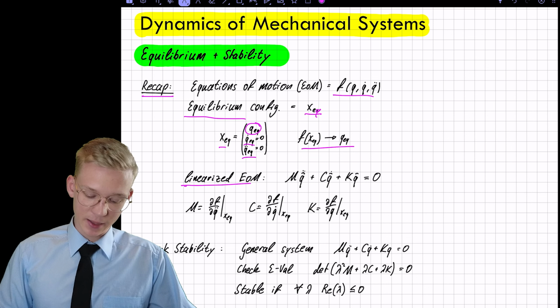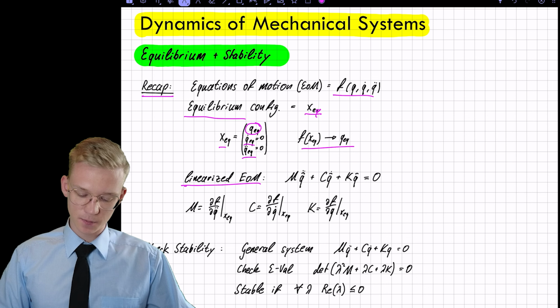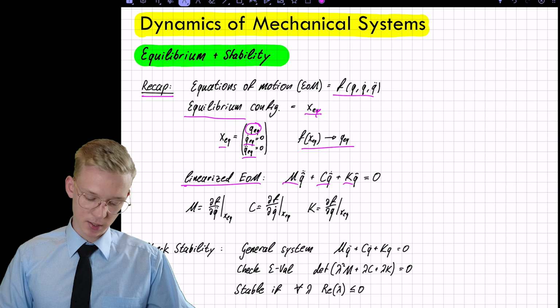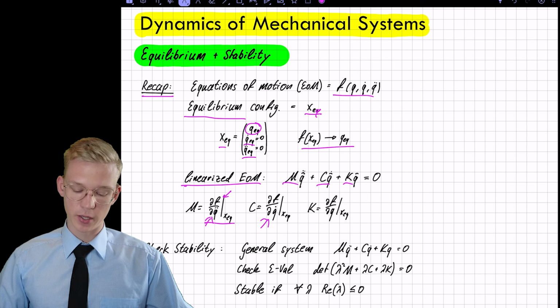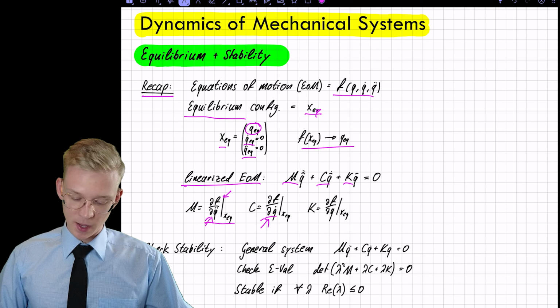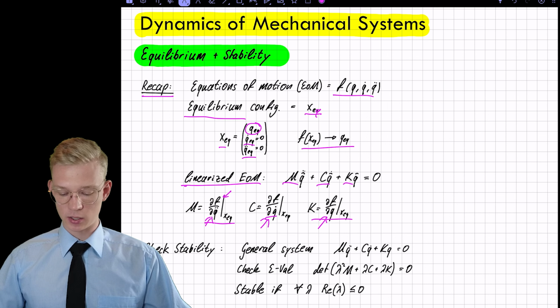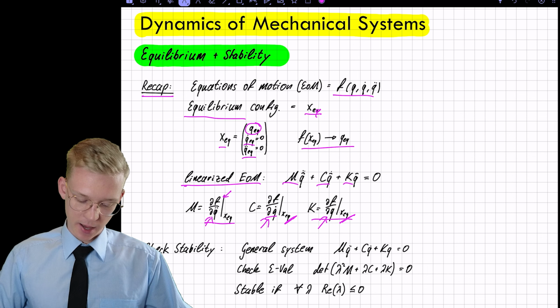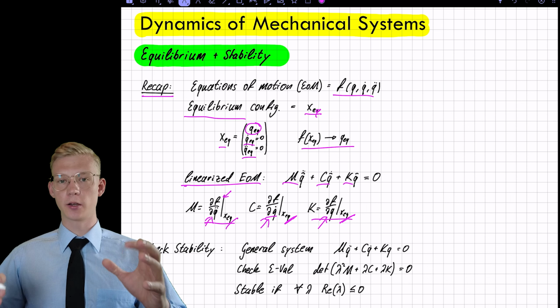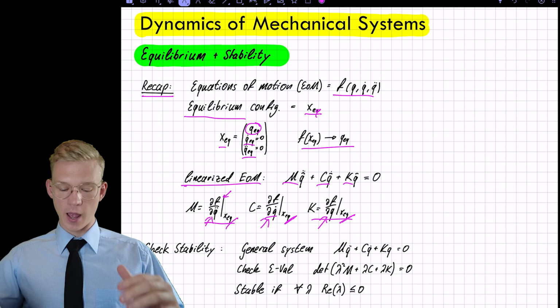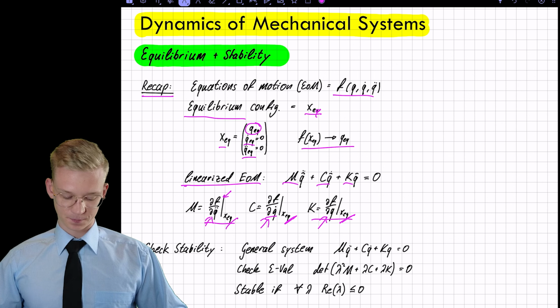Then, of course, we can linearize around an equilibrium position where we get the mass matrix, the damping matrix, and the stiffness matrix. The mass matrix, we got by partially deriving our equations of motion F with respect to Q double dot. We got the C matrix with a partial derivative of our equations of motion with respect to Q dot. And the stiffness matrix is a partial derivative of our equations of motion with respect to Q. All are evaluated at a specific equilibrium position. So the mass, stiffness, and damping matrix are not constant for a system. They are for every individual equilibrium position.